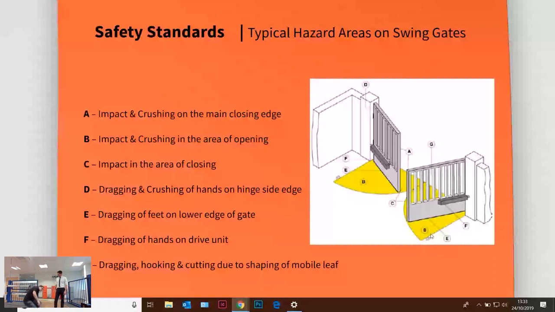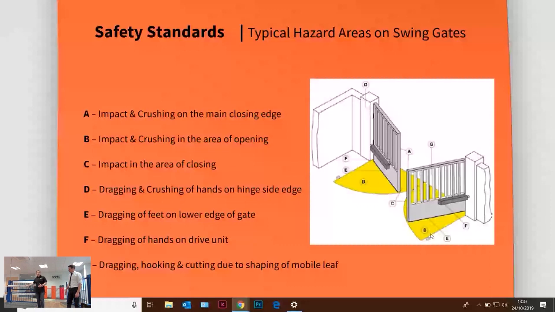So this gap underneath the gate, we have something we need to look at there because you might get dragged and crushed. Obviously, if the gate is quite low down to the ground, you can get your feet trapped underneath it. You've also got the dragging of hands on the drive unit itself.